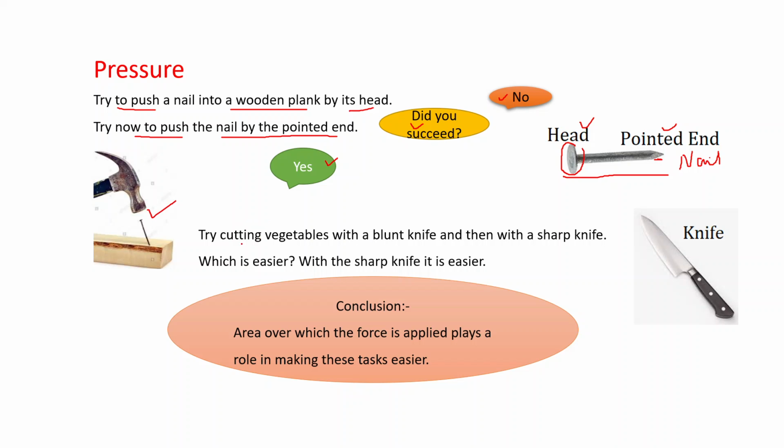The same way, try cutting vegetables with a blunt knife and then with a sharp knife. Which is easier? Definitely with the sharp knife it is easier. We can conclude that the area over which the force is applied plays a role in making these tasks easier. You can again see the area of this pointed end in the nail is smaller compared to this one. In the same way, the area of this sharp edge of the knife is smaller compared to this blunt edge of the knife.